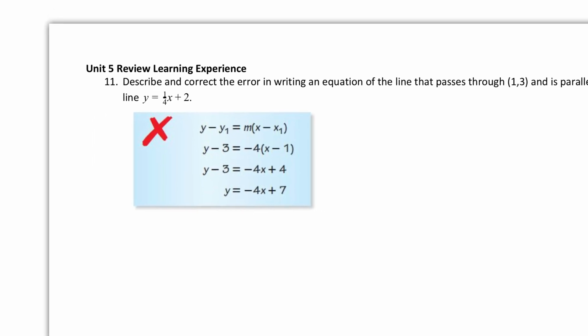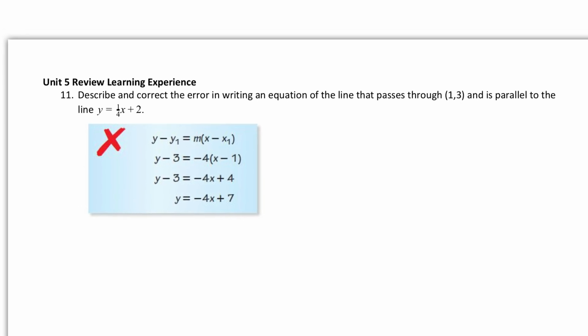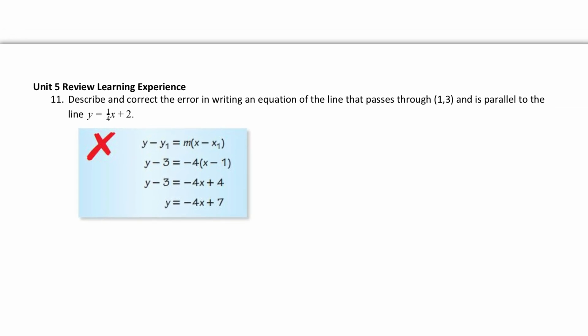Just kidding. There was one other question left on the review. Okay, so describe and correct the error in writing an equation of the line that passes through (1, 3) and is parallel to the line y equals 1/4 x plus 2. So in these questions you have to describe the error. So this person used point-slope form, which is totally fine to use. But what did they do? So they determined it's parallel.